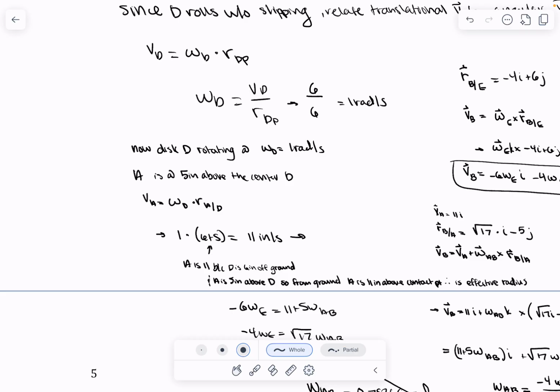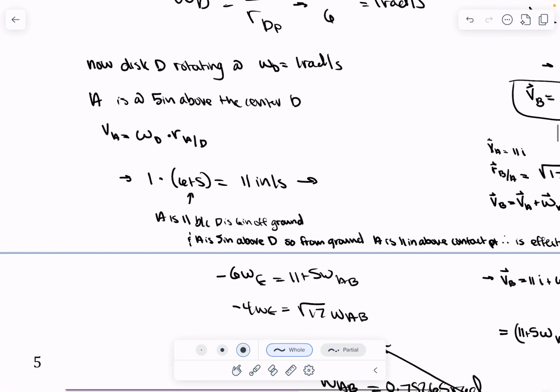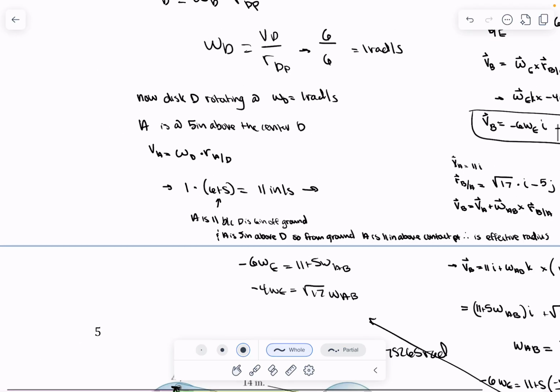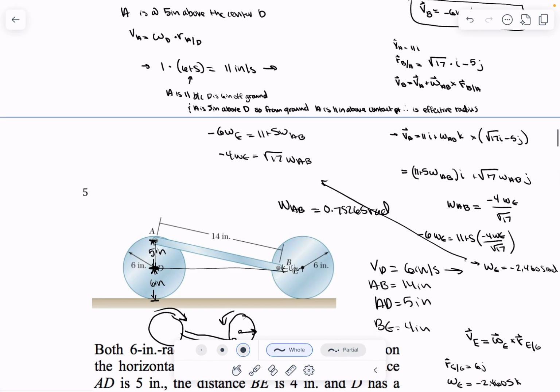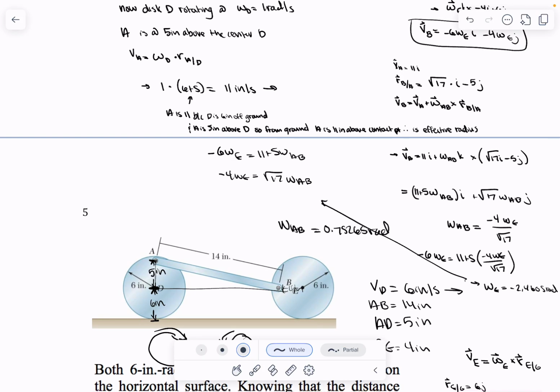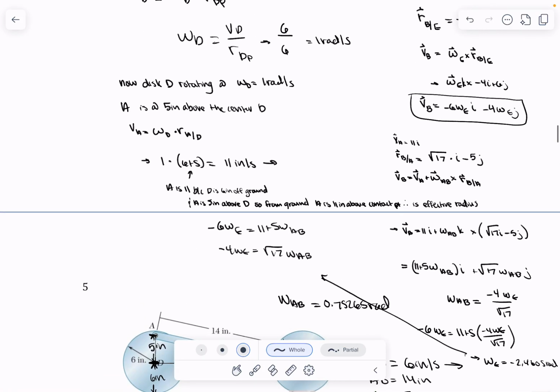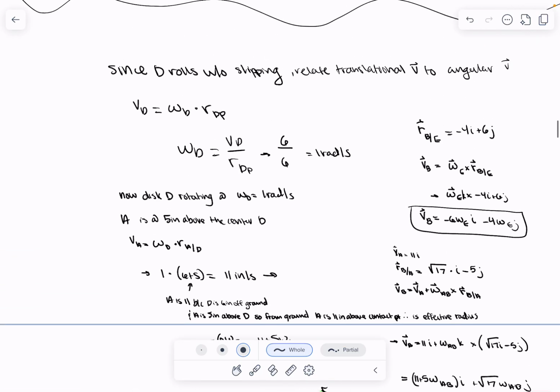The velocity of A is equal to omega D cross r of A with respect to D. This is 11 inches per second, the answer, but this is 11 because D is 6 inches off the ground, and A is 5 inches above D. So that total effective radius is 11 inches.